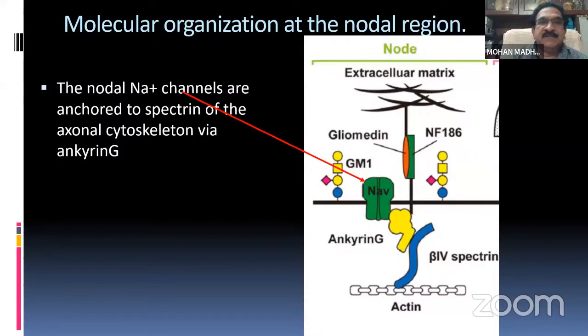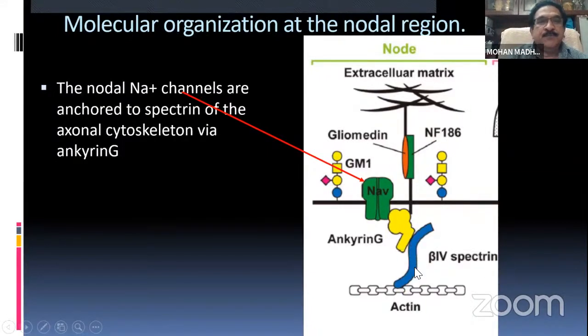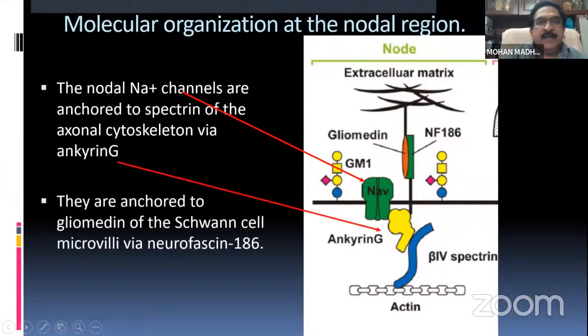Now let us see the molecular organization of the nodal region. The nodal sodium channels, which are colored green, are anchored to the spectrin, which is given in blue, of the axonal skeleton through ankyrin G. This is one protein by which a sodium channel is anchored to the actin from the spectrin. They are also anchored to the gliomedin on the Schwann cell microvilli by neurofascin 186.